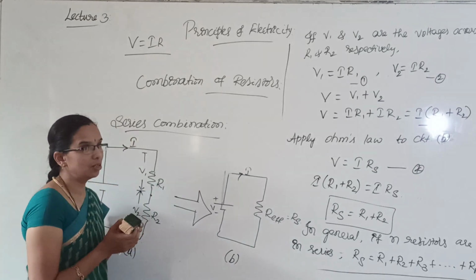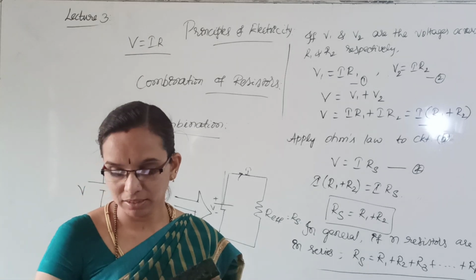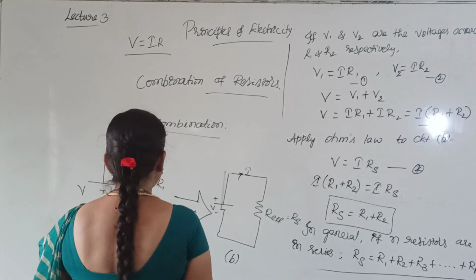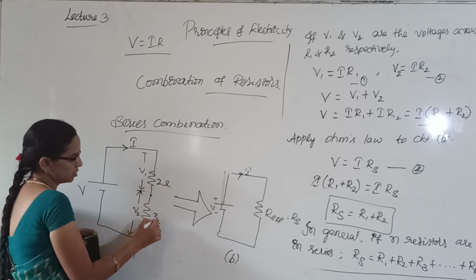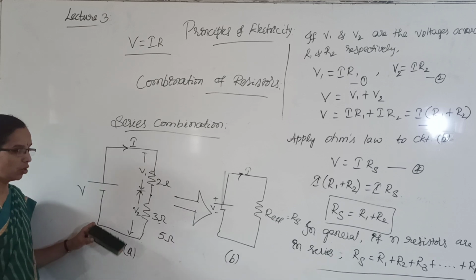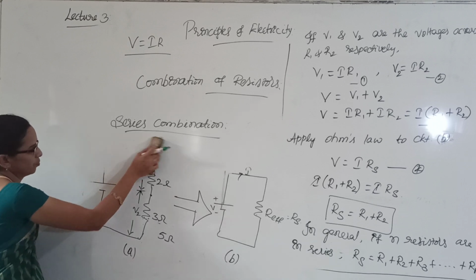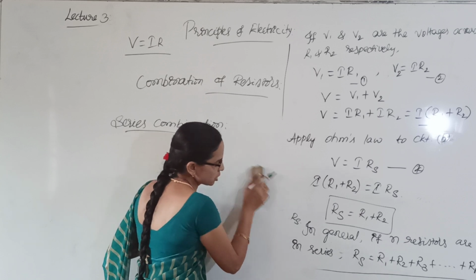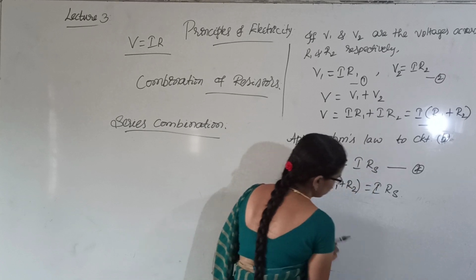Usually in series combination, the effective resistance will always be greater than the greatest value of the resistance. For example, I take this as 2 ohm and this 3 ohm. In series, the effective resistance will be 5 ohm. Always it will be greater than the greatest value of the resistance. The derivation is clearly given in the textbook. So follow the textbook, or even you can write this, no problem.